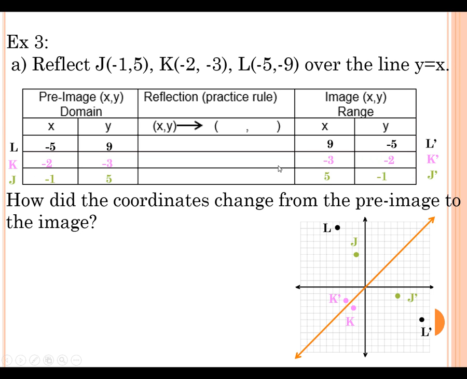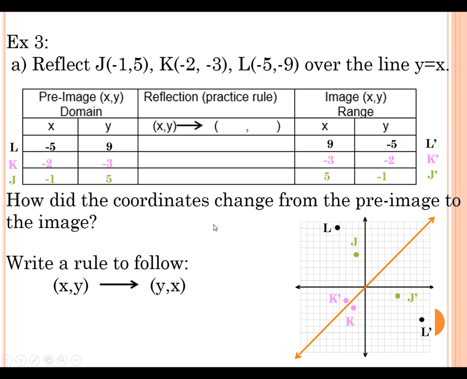Let's see. They kind of look the same. The numbers are the same, but they don't look like they're in the same spot. You guys always know the answer. Okay, that is correct. If you see, the x's all become the y's, and the y's become the x's.